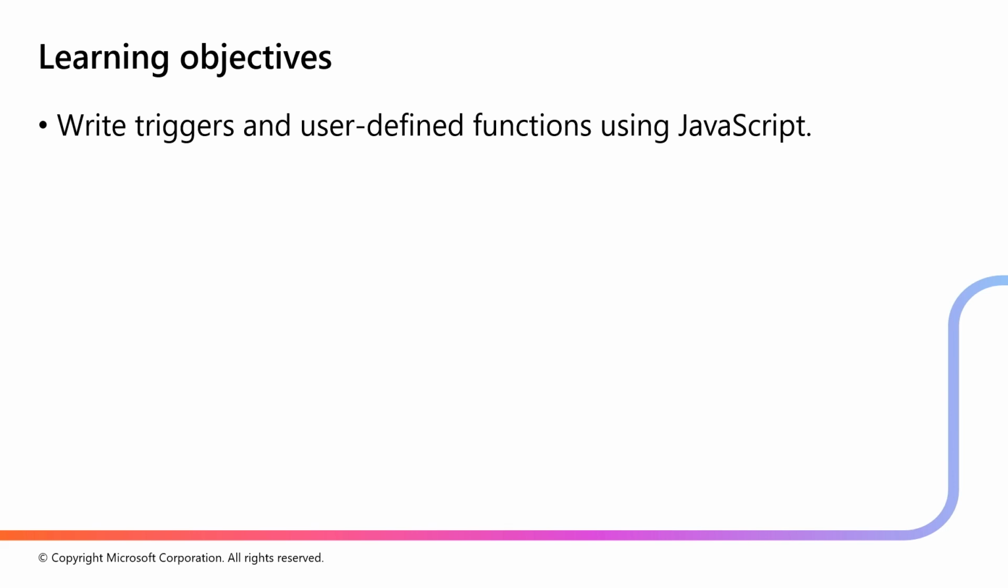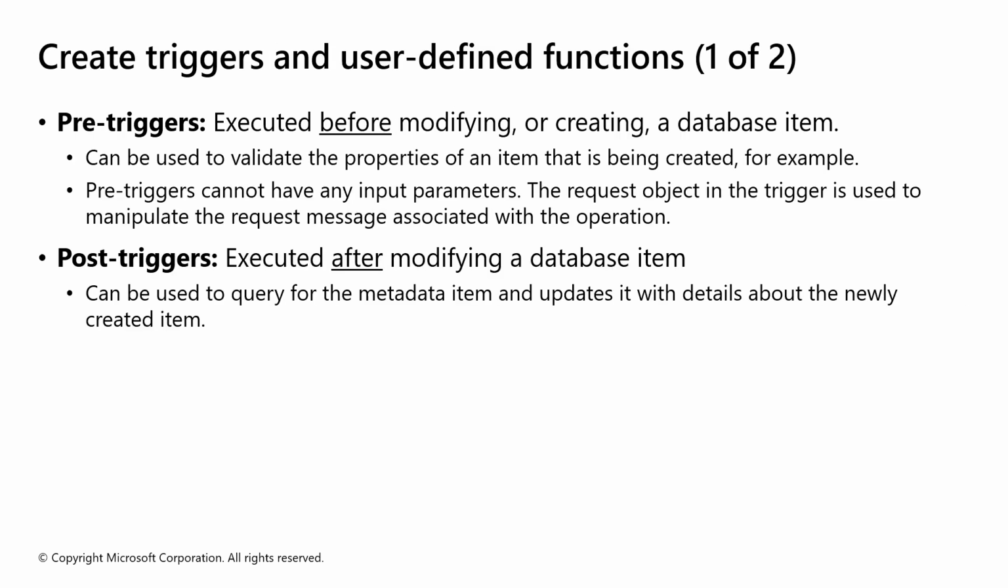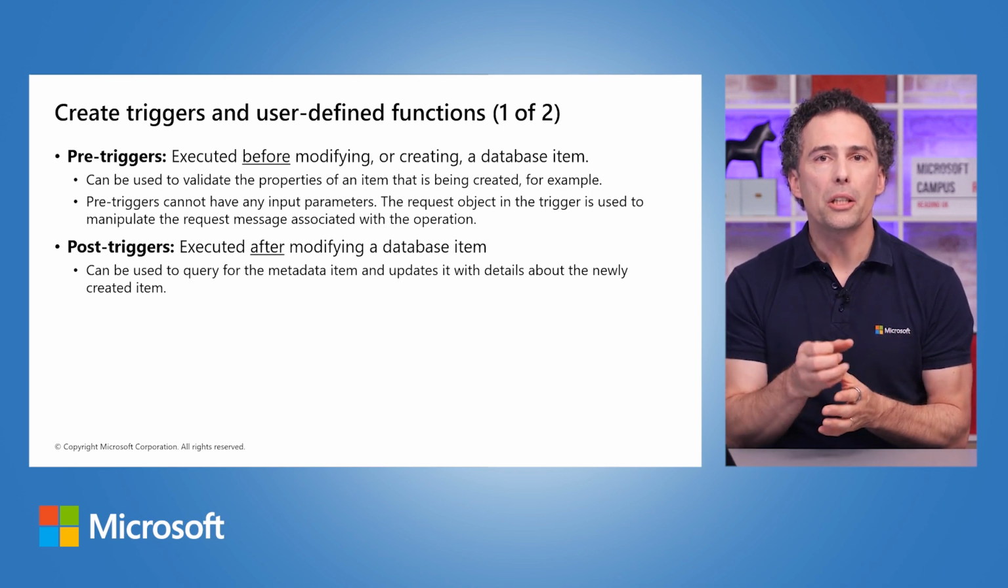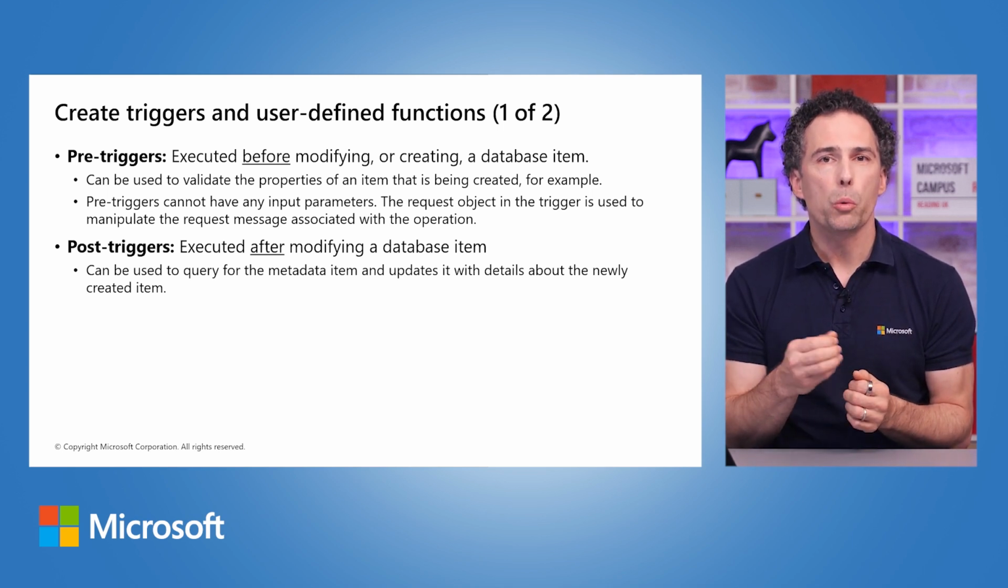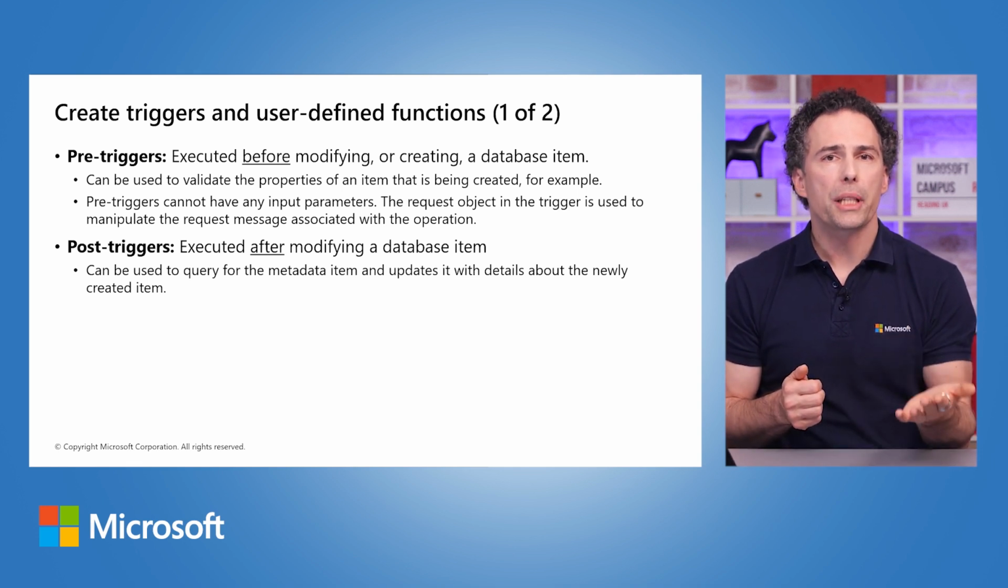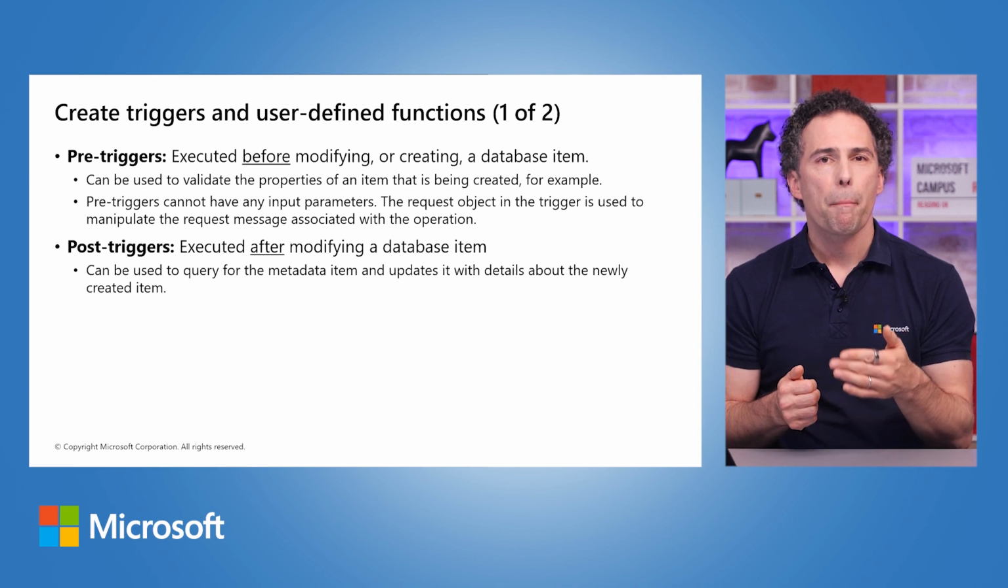We will talk about and also see how to write triggers and user-defined functions using JavaScript. Azure Cosmos DB supports pre-triggers and post-triggers. Pre-triggers are invoked before modifying a database item, and post-triggers are invoked after modifying a database item. Triggers must be specified for each database operation where you want them to execute. Can you think of a few use cases in your solution?